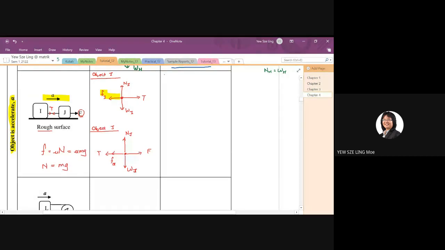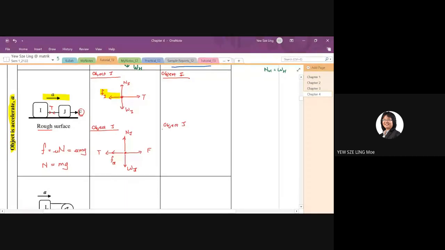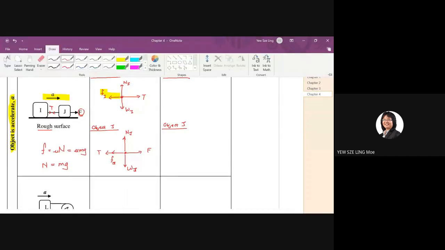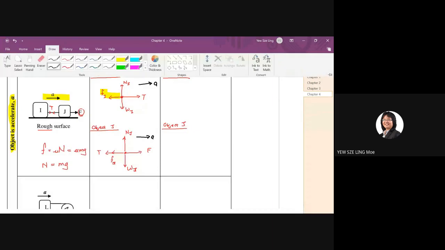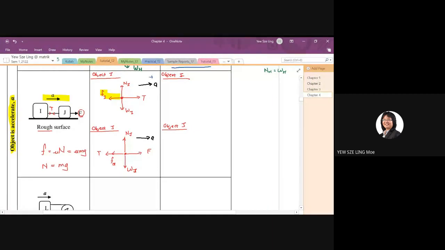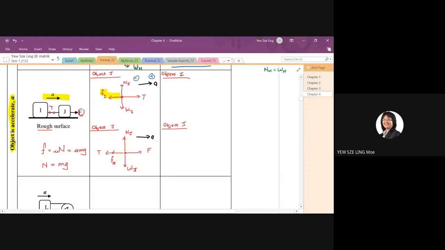So let's look at the equations for object I and then object J. Before you form equations, like I told you just now, you need to determine the direction of A. So A is going to the right. Therefore, I'm going to use right-hand side as a positive direction, left-hand side as a negative direction. This one is still very easy because it follows the positive direction of a vector that we have been doing in the last few chapters.